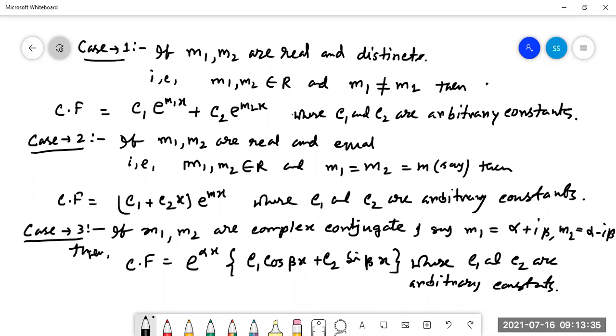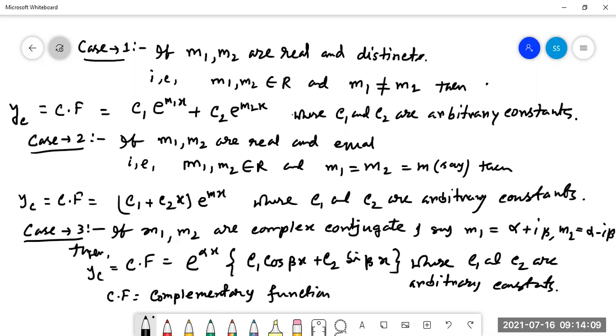Sir, what is CF? CF means the complementary function. Sometimes it is denoted y suffix c. CF means the complementary function.